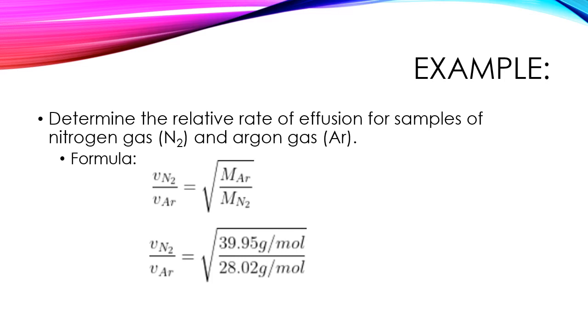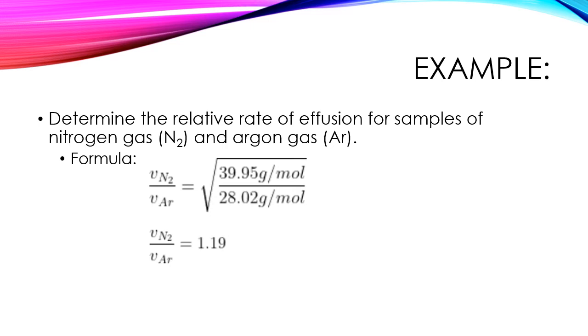So the molar masses for argon and nitrogen can be located on the periodic table with a little bit of multiplication for nitrogen since there are 2 nitrogen atoms present. If we plug in these molar masses, we get that the relative rate of effusion for nitrogen and argon is the square root of 49.95 grams per mole divided by 28.02 grams per mole. So our relative rate of effusion is 1.19.